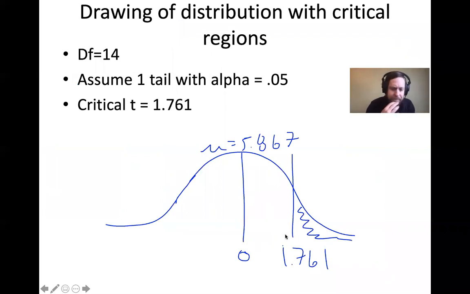So I have a question. In this distribution, I only have one critical region. Why is that? Why do I only have one shaded area on this distribution? Because it's one-tailed. Good, thank you. Yes, this is a one-tailed test, and this one critical region is our one tail. So 5% of the distribution falls to the right of this critical value, this critical T value, 1.761 right there.